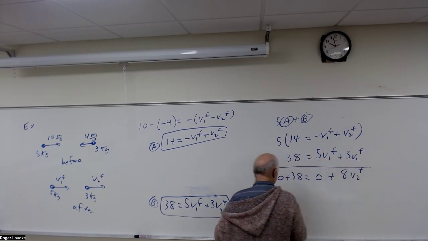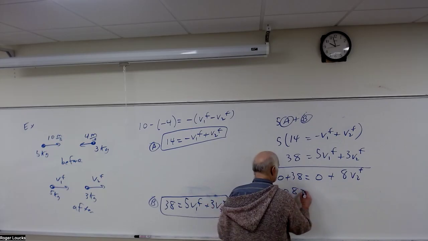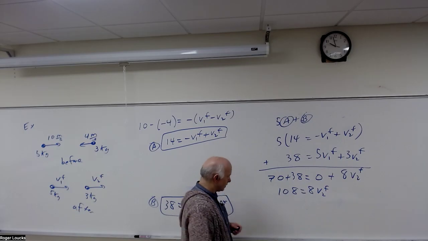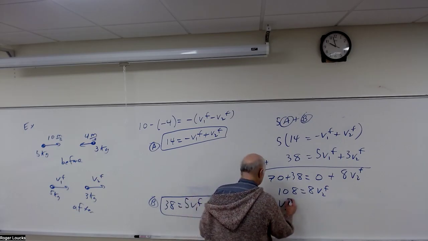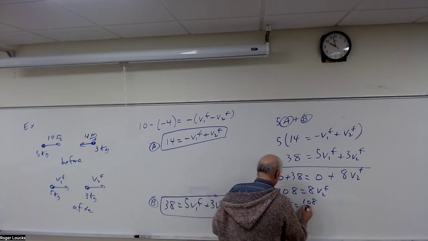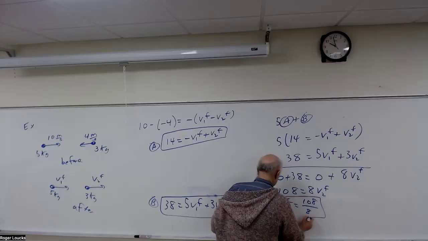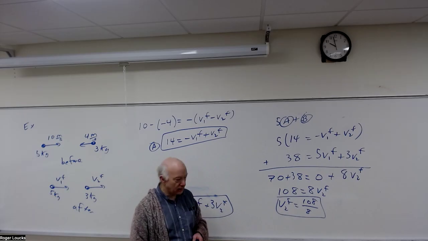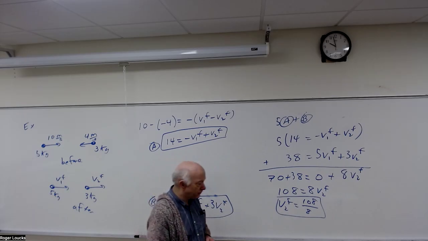So this gives me 108. Oh, wow, that's bad. Equals 8 V2 final. So my V2 final is 108. Yuck. Bad. Okay, what was that? You worked it out? 13.5.